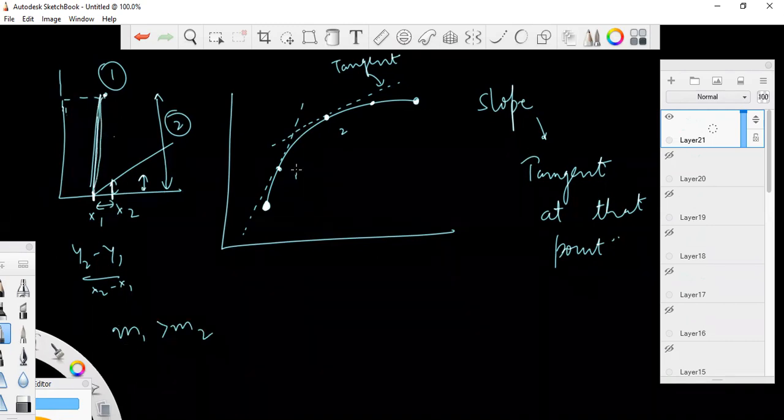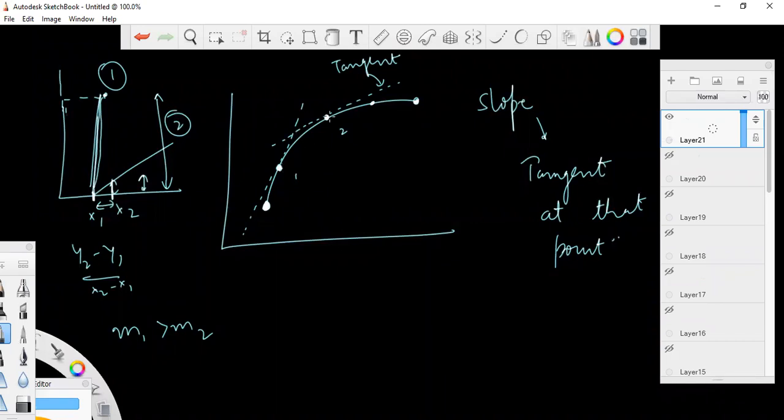If you look at this graph, which slope is more, 0.1 or 0.2? 0.1 slope is more, right? And if I make 0.3 over here, this slope will be something like this. Which slope is more, 2 or 3? 2.